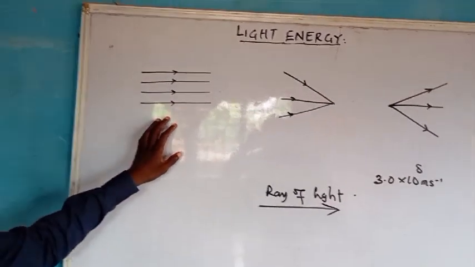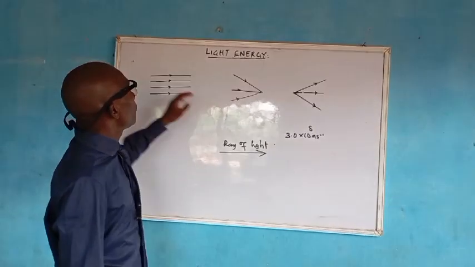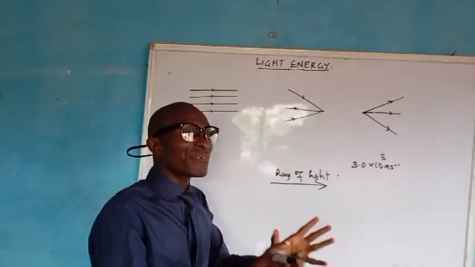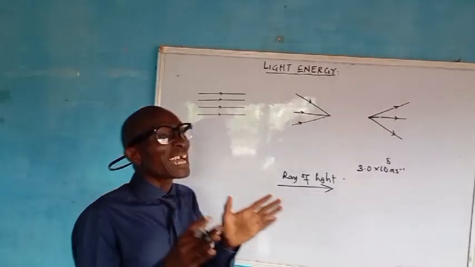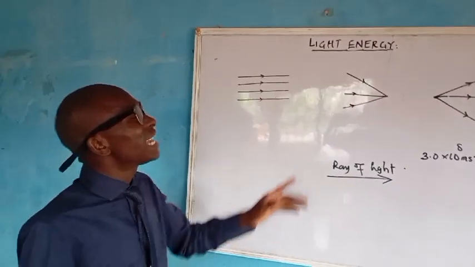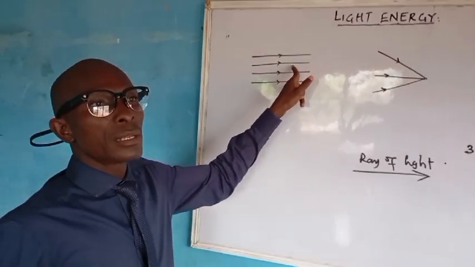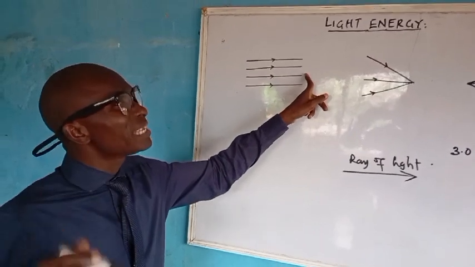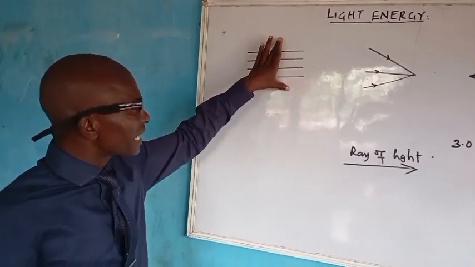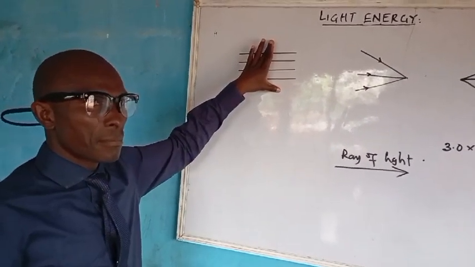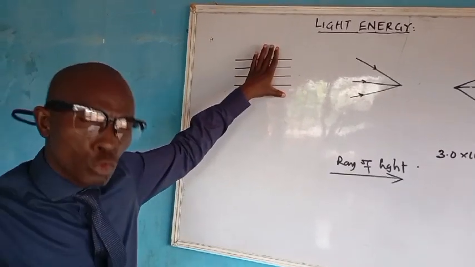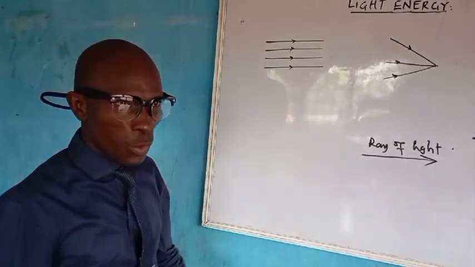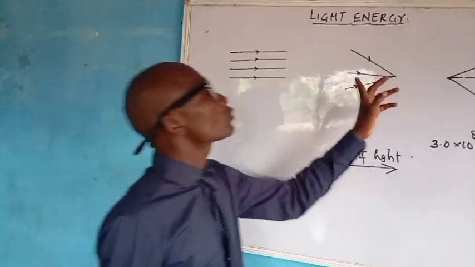Now, when we talk about parallel beams, these are bundles of beams traveling parallel without touching each other. They don't meet, but they meet at infinity. Take note: parallel beams meet at infinity. And parallel beams are produced by a searchlight.